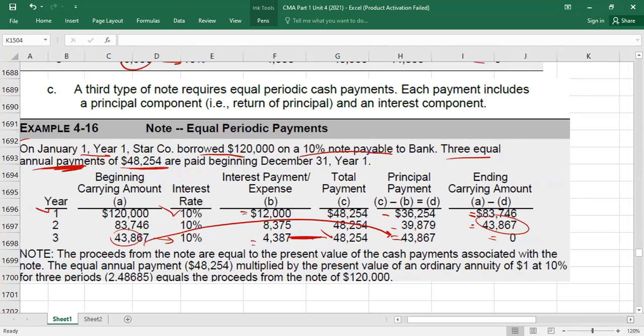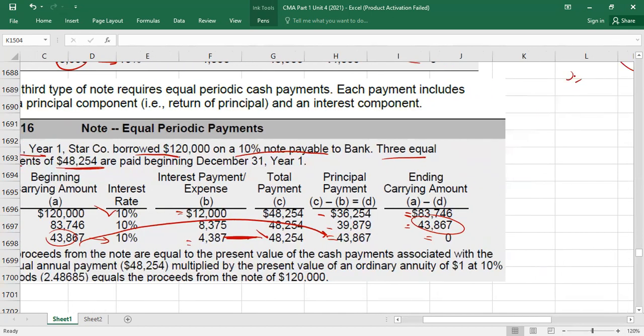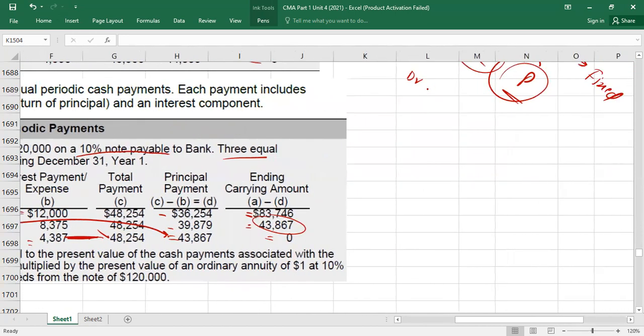Obviously, when you took the loan, especially in these two cases I've discussed, where principal was fixed or where installment was fixed, what first entry will you pass when you take the loan? Debit cash and credit note payable, because you have given a note. For example, 120,000, 120,000.